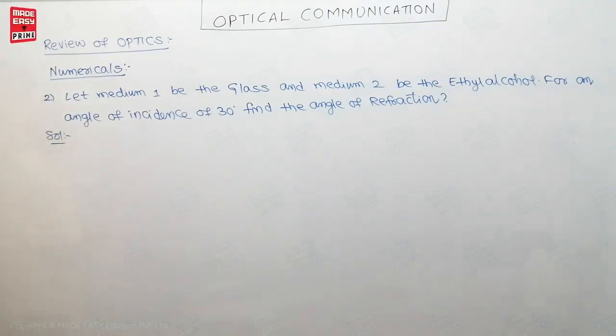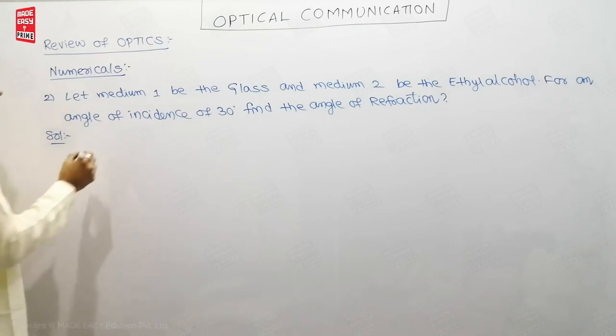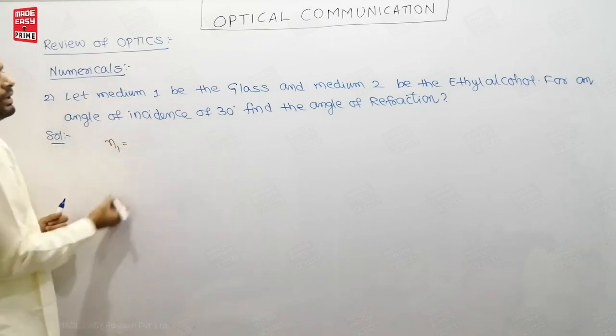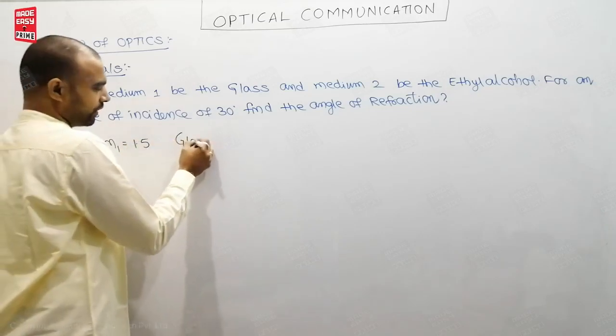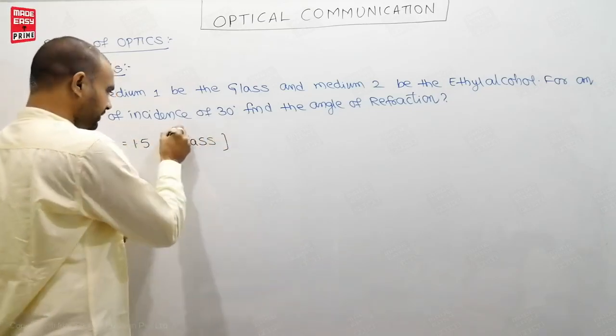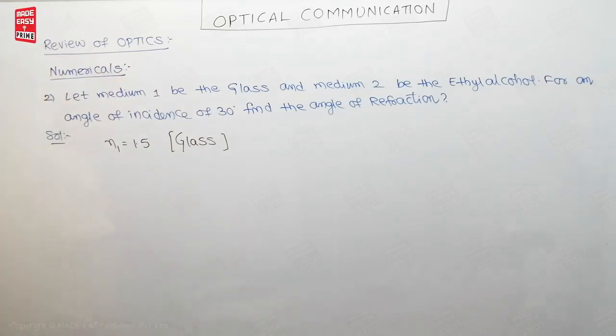So talking about the solution for this one. Medium 1, N1, is given as glass. So for glass, the refractive index is equal to 1.5.